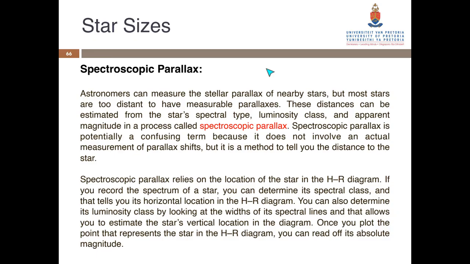So astronomers can measure the stellar parallax of nearby stars, but most stars are too distant to have measurable parallaxes. These distances can be estimated from the star's spectral type, luminosity class, and apparent magnitude in a process called spectroscopic parallax.